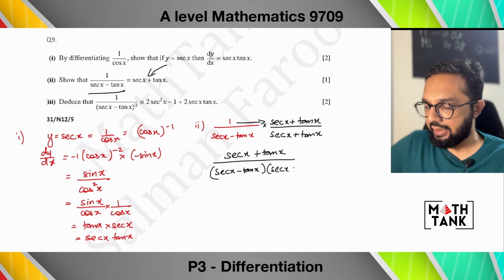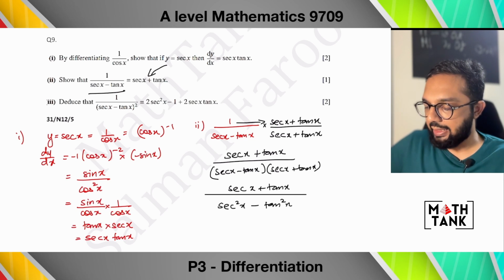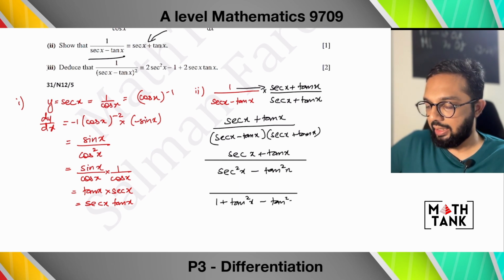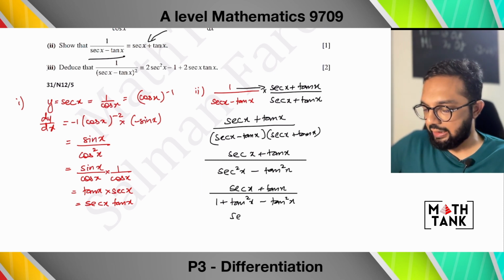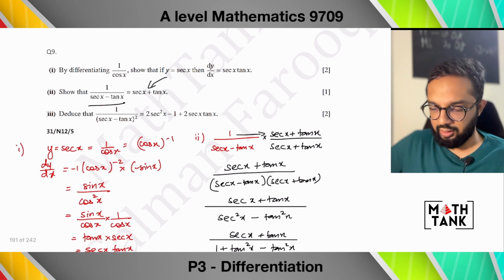I have sec x plus tan x into sec x minus tan x, which should give me sec square x minus tan square x in the denominator. Now, as you remember from before, sec square x can be replaced with 1 plus tan square x. So that helps me, and I get sec x plus tan x divided by 1. So that's the proof for this question. Slightly longer because I did a lot of steps. You could have just multiplied it across in the first go. Okay.